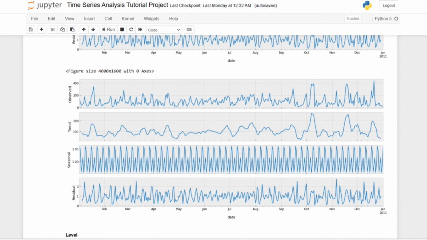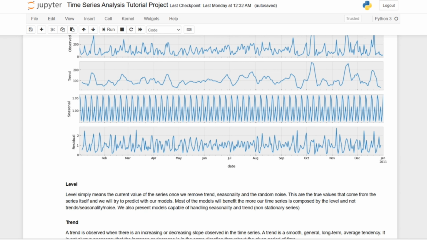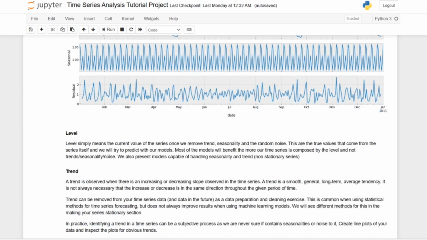And there is one caveat, guys. Whenever you run the seasonal decompose function, you get the plots twice. I don't understand why it is, but I'll definitely look into it and get back to you if there is any particular reason why it happens.